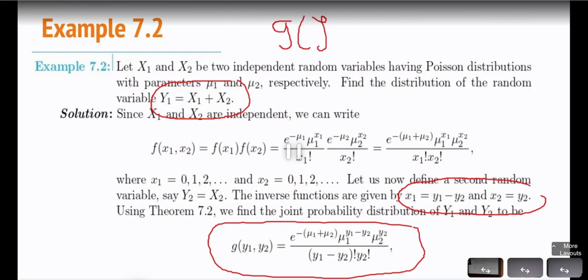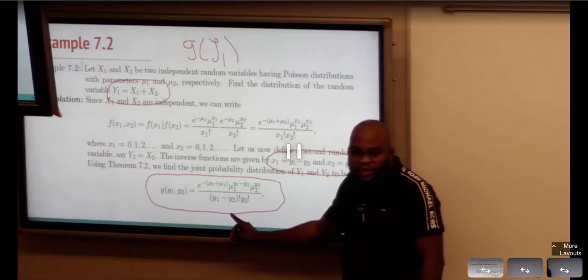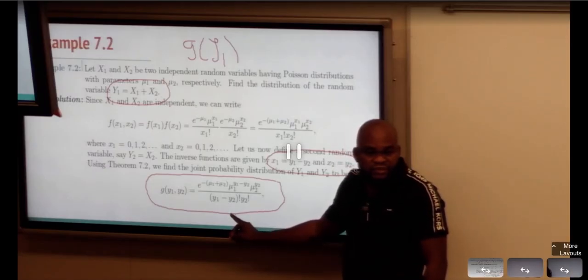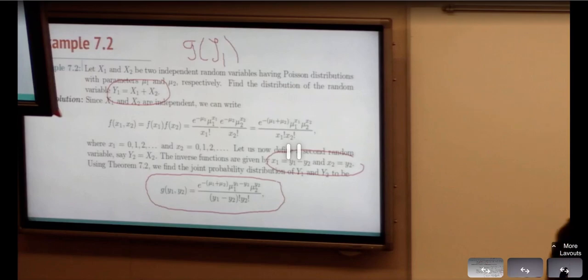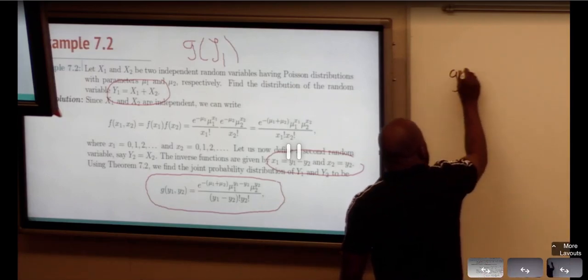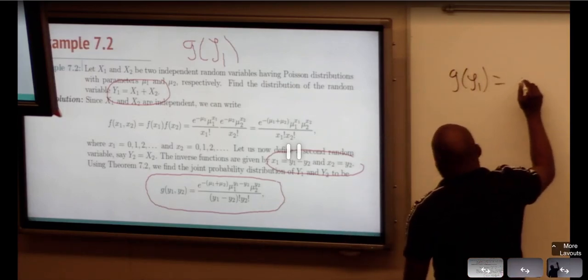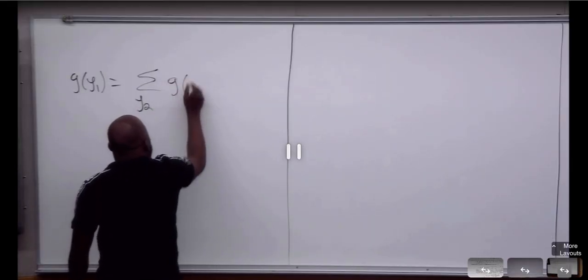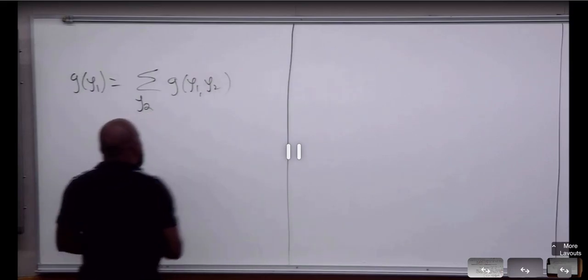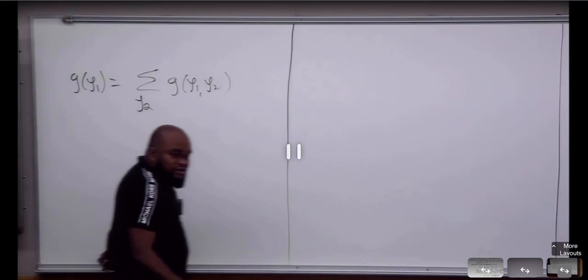But that would be super cool, because when I get a joint g(y1, y2), I can get g of y1. Don't forget, when I'm working with discrete, I will need to sum this over the range of the variable I'm not interested in. Does that make sense? So if I want g of y1, I'm going to sum over y2 of g(y1, y2). And that is what I'm going to do now.